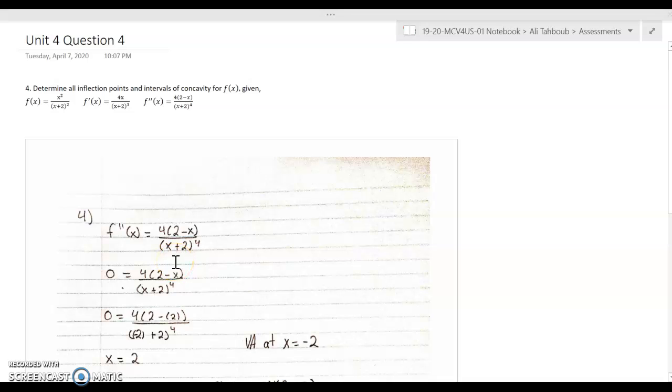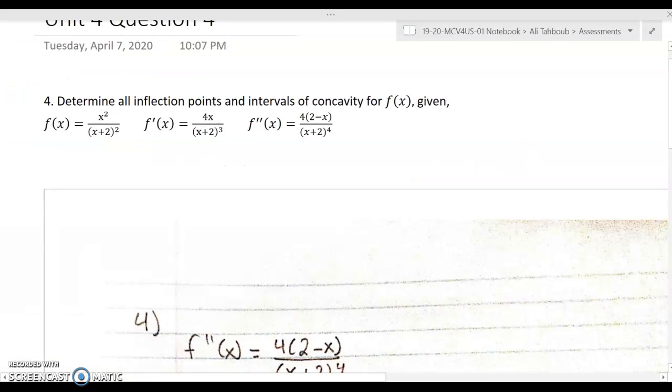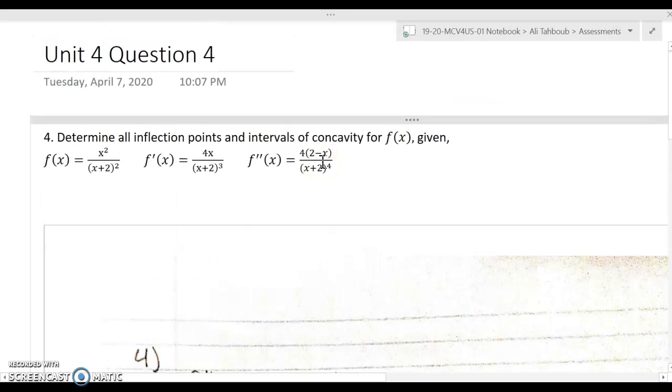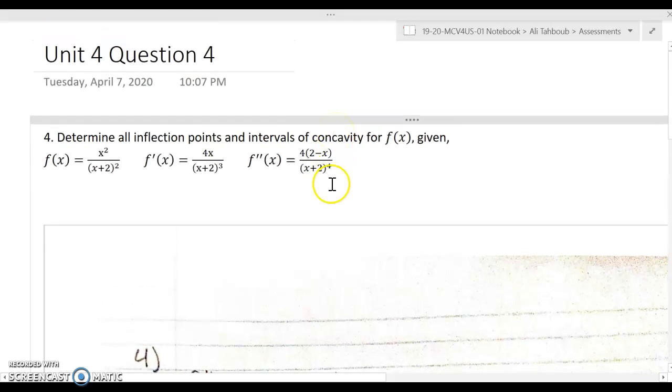Hello, so for question 4, I was asked to determine all the inflection points and intervals of concavity for f of x. I was given the first derivative as well as the second derivative over here. So for this question, realistically, all that I needed to use was just the second derivative, because through the second derivative, we can find the point of inflection as well as the intervals of concavity.